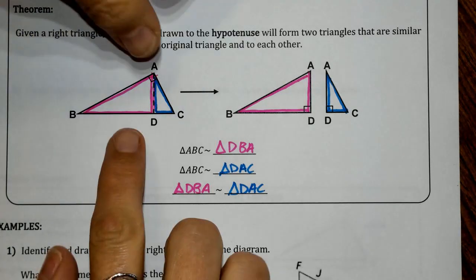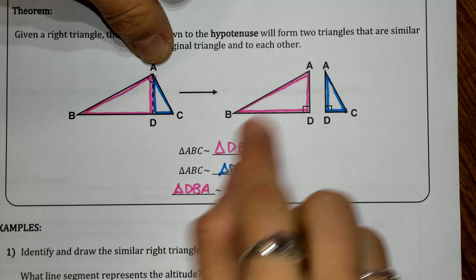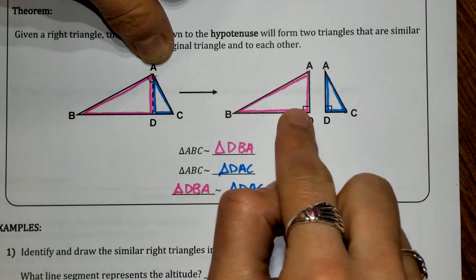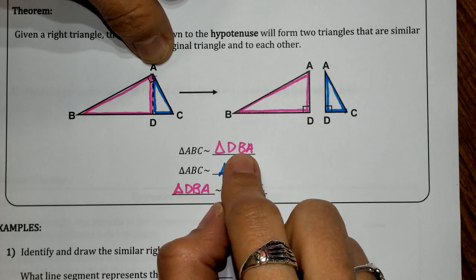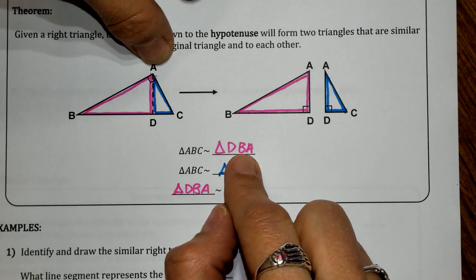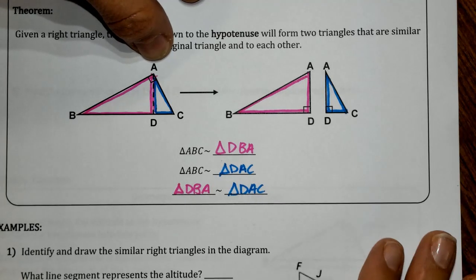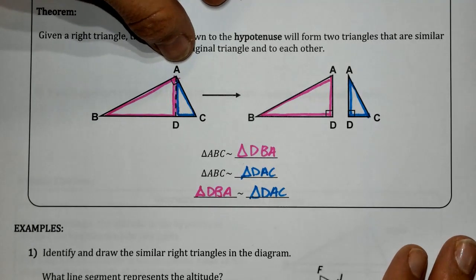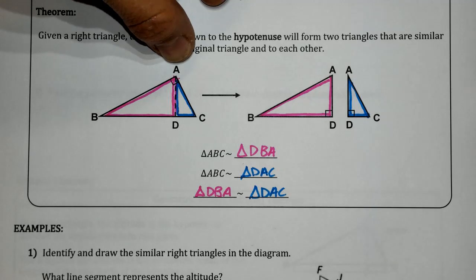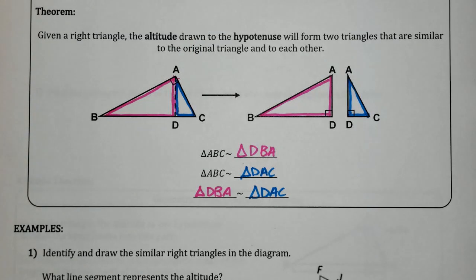Triangle ABC, the original, is going to be similar to triangle DBA. Now the order of the letters has to go in this order because, as we talked about with similar triangles, we do have corresponding parts together. If you are watching this video and you're not a student of mine and haven't covered that, you can search my channel for similar triangles, where I explain it slower.